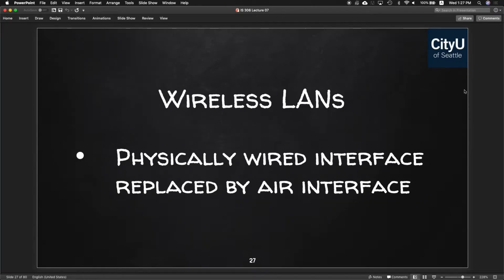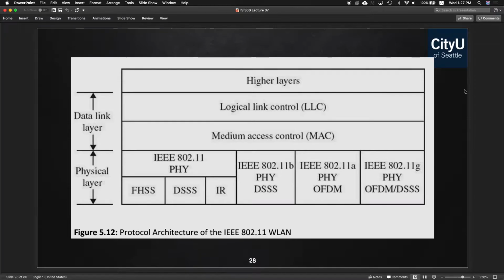Wireless LANs: physically wired interface replaced by air interface, Wi-Fi. The architecture for this one, as defined by IEEE 802.11, you have the physical layer and the data link layer again. And a while ago you had the MAC client, but right now you have the logical link control with still the MAC, the medium access control, and all of the different protocols defined by the physical layer as well.